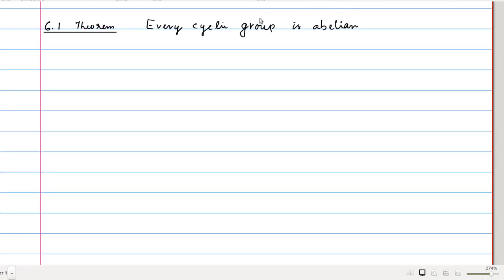Now we have a theorem, Theorem 6.1, a comparatively simpler one. We have to prove that every cyclic group is abelian. So for the proof we start with a cyclic group, let G be a cyclic group.